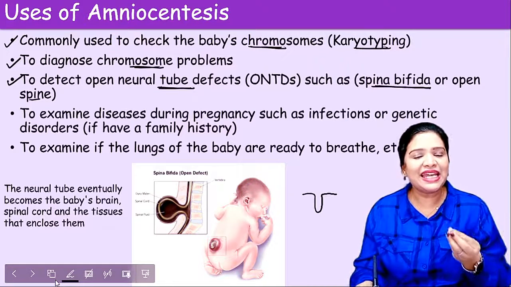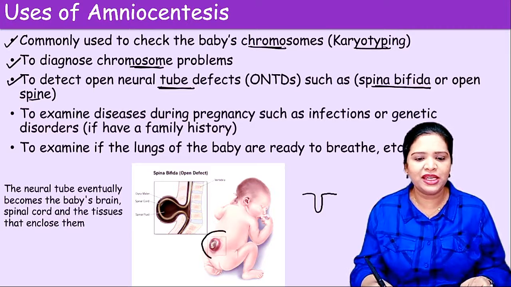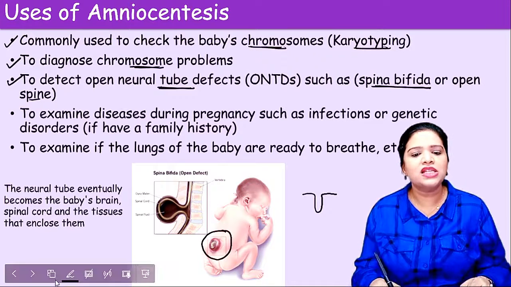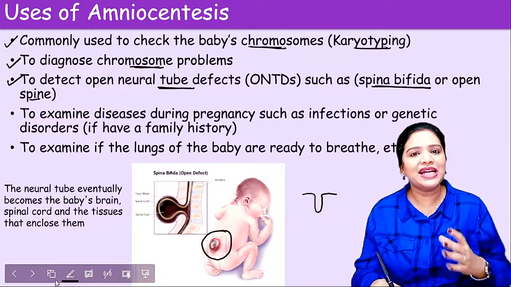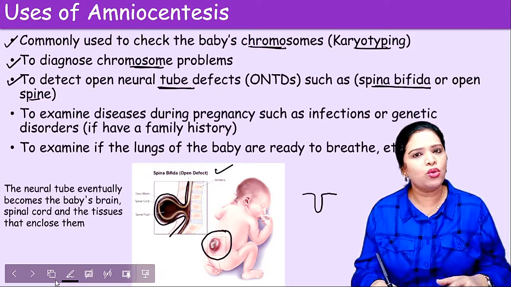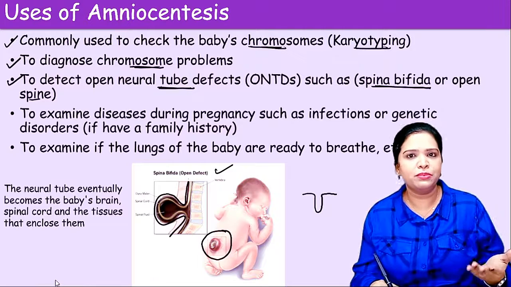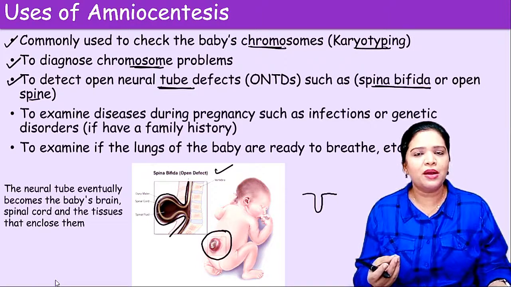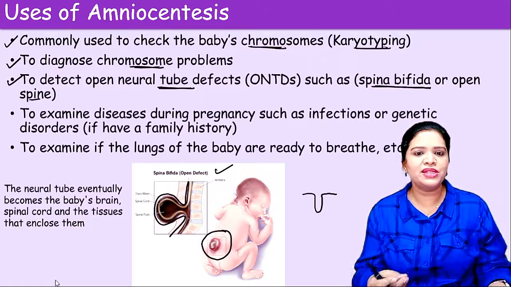So if there is any defect in the neural tube, it may lead to a condition like this. This is called spina bifida or open spine. See here, the spinal cord bulges like this. Such babies won't survive for a long period of time even after being born. So those problems can be detected through this technique.